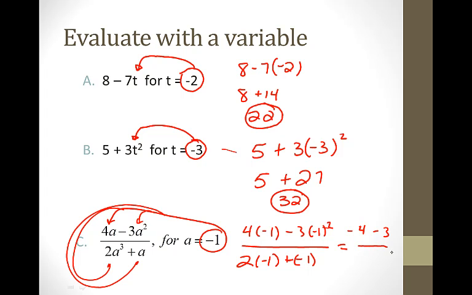On the bottom, we have 2 times negative 1 is negative 2 minus 1. Then the top and then the bottom. So negative 4 minus 3 is a negative 7 on the top, over negative 2 minus 1 is a negative 3. Remember, plus a negative. And negative 7 over negative 3, we'll rewrite that as, and I'm sorry I ran out of room here, a positive 7/3.